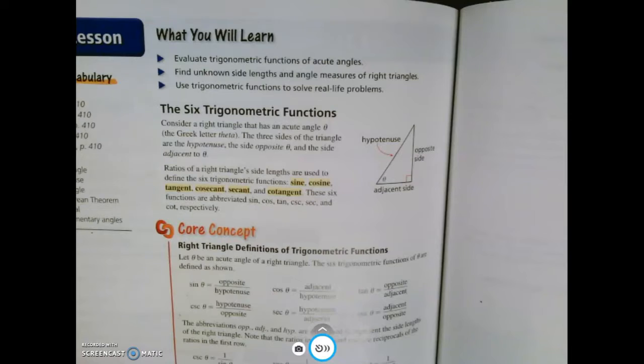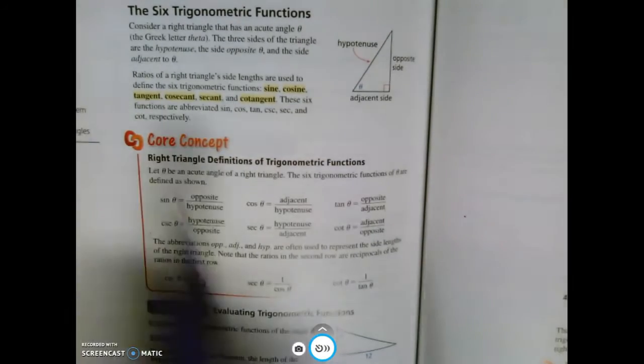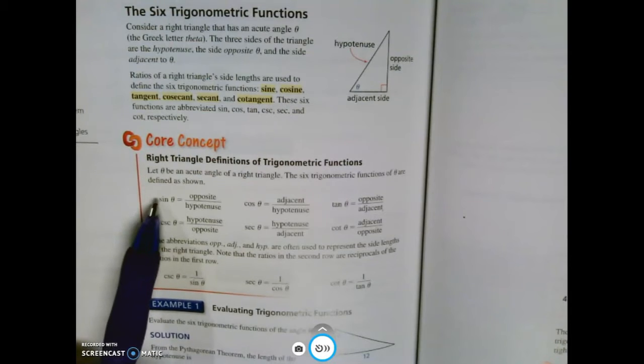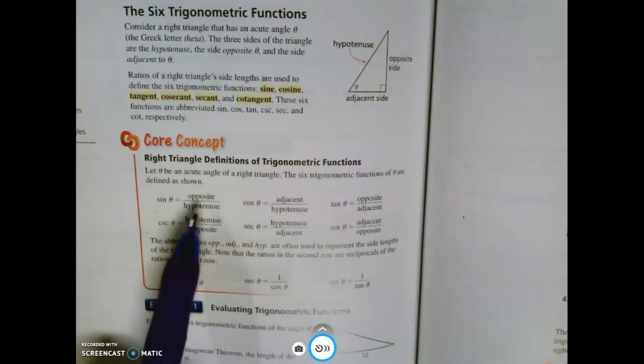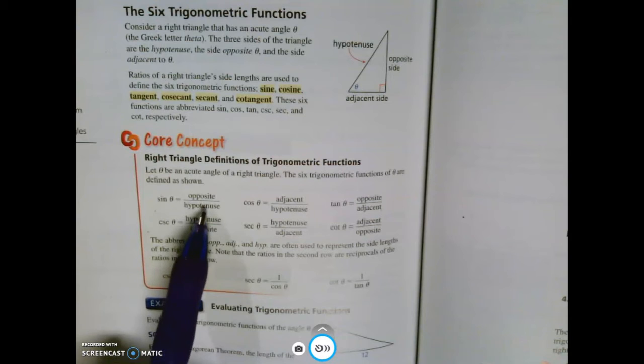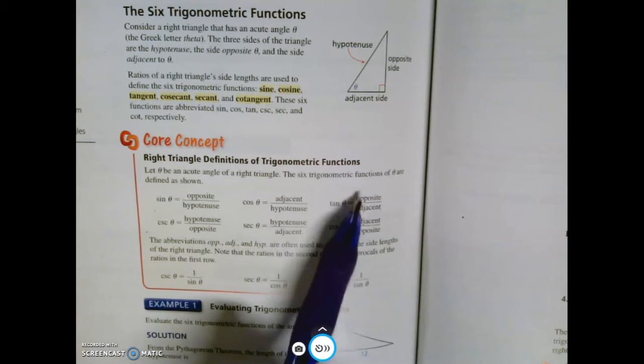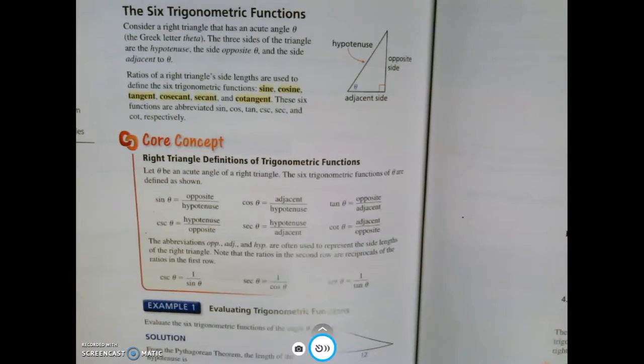So the book will note what they call the six trig functions, the six trigonometric functions. First things first, you only have to know three of them, because the other three are related. So you don't have to memorize six things, you just know three of them and flip-flop to get the other. Here's what I mean. Sine, cosine, and tangent are just ratios of opposite side to hypotenuse, adjacent side to hypotenuse, or opposite side to adjacent. So what does that mean?